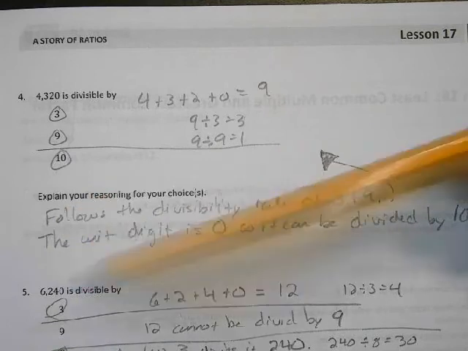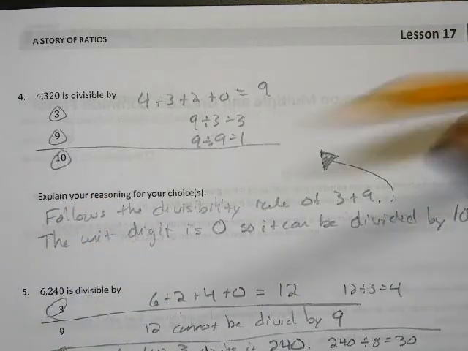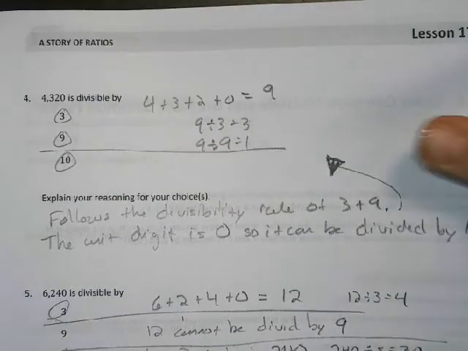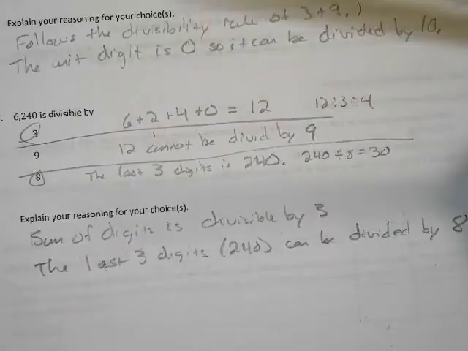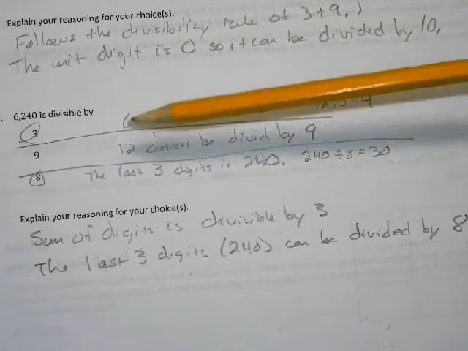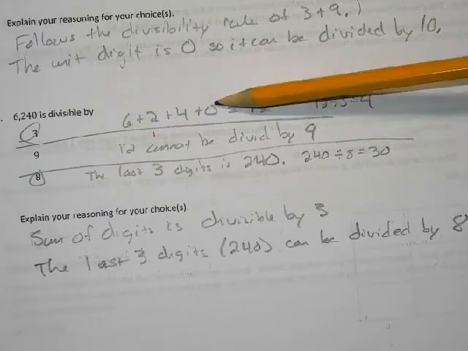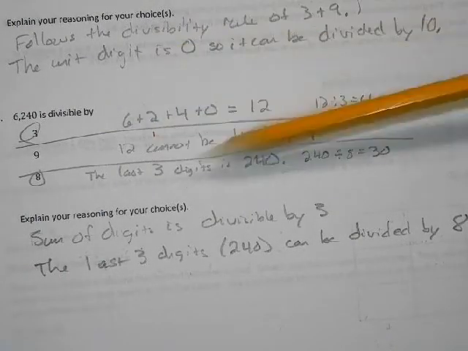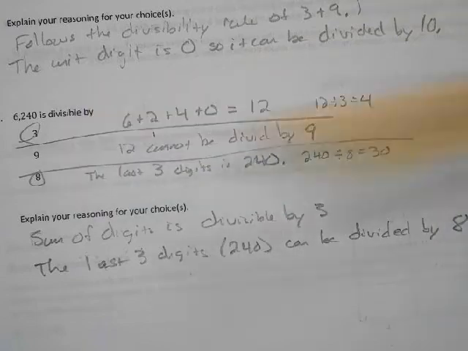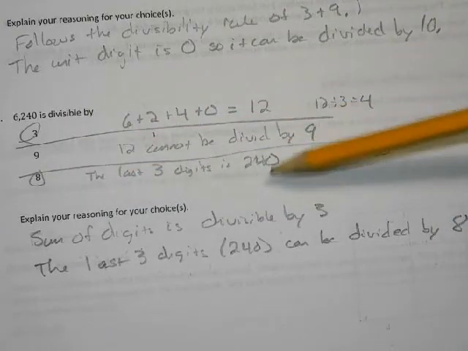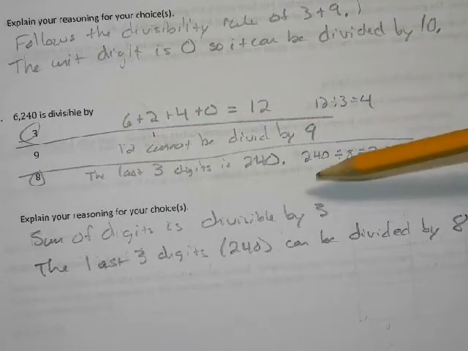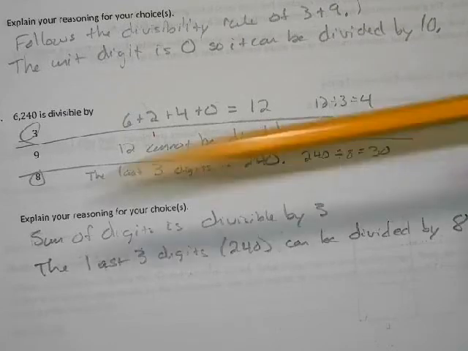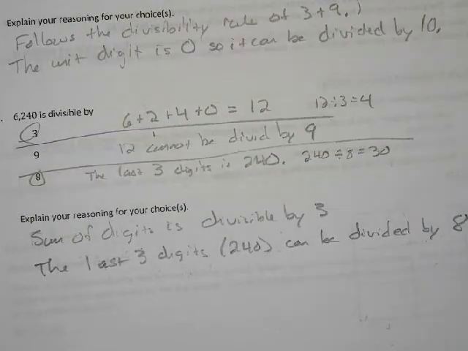And then we have number 5, 6,240. It does follow the divisibility rule for 3 because the sum 6 plus 2 plus 4 plus 0 is 12, and 12 can be divided by 3. 12 cannot be divided by 9, so it isn't 9. And the last 3 digits is 240. 240 divided by 8 equals 30, so it follows the divisibility rule for 8.